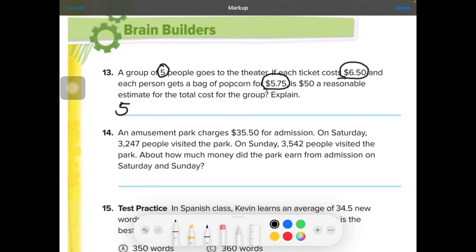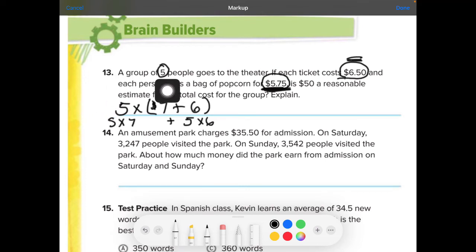And this is where we can use the, let me think, distributive property. Okay, this is where we can use the distributive property. So 5 is going to get multiplied by $6.50, which is really close to $7, and $5.75 is really close to 6. So what we're actually saying is 5 times 7 plus 5 times 6, whatever that answer is, right? That's what this problem looks like. I just wrote it out down here at the bottom so you can understand. This is the distributive property, where we're distributing the 5 through it.